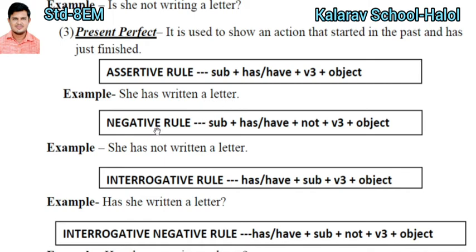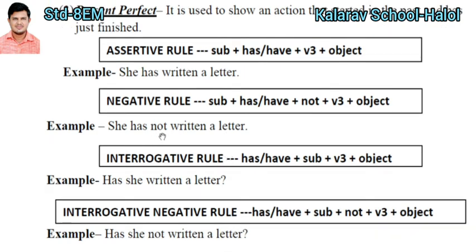If you transform the same sentence into the negative, has, have, then not is there, so she has not written a letter. Not is there to show the negative sentence. Then the interrogative: if we talk about the interrogative, has, have comes first, ahead of the subject. So has, have comes first, then the subject, then verb number 3, then the object.